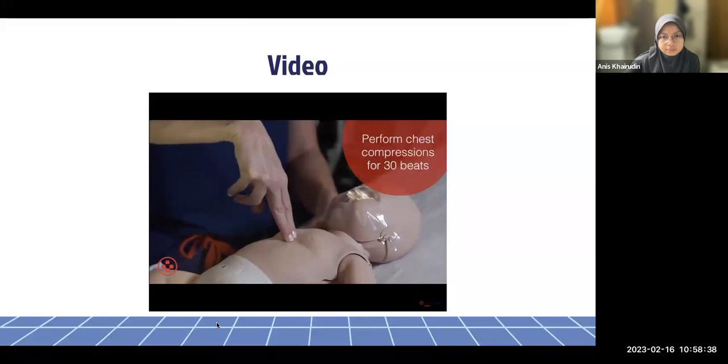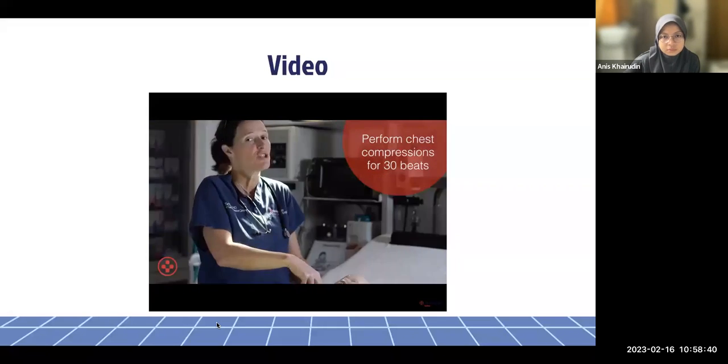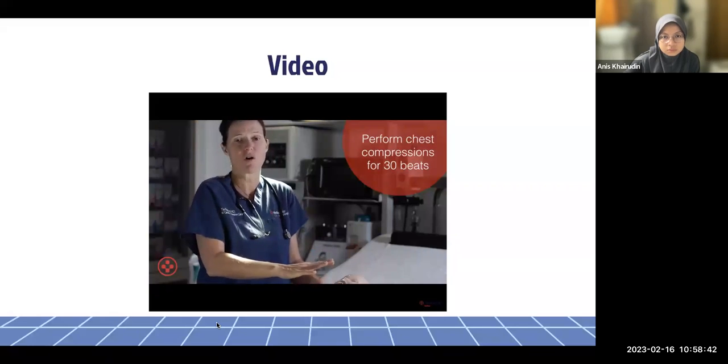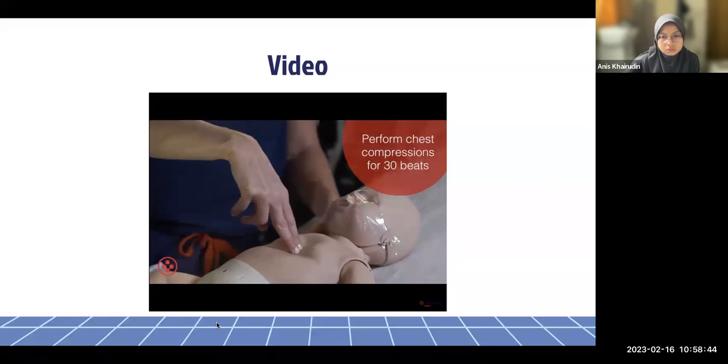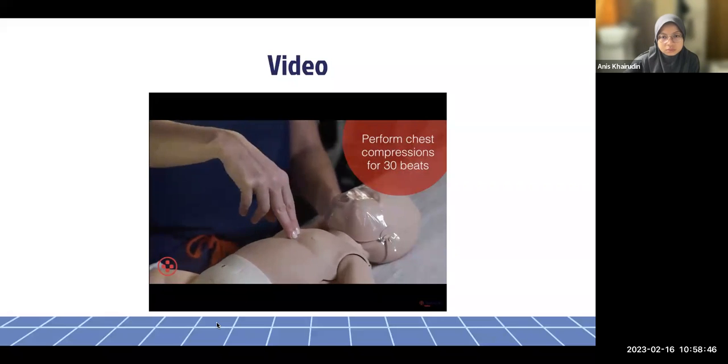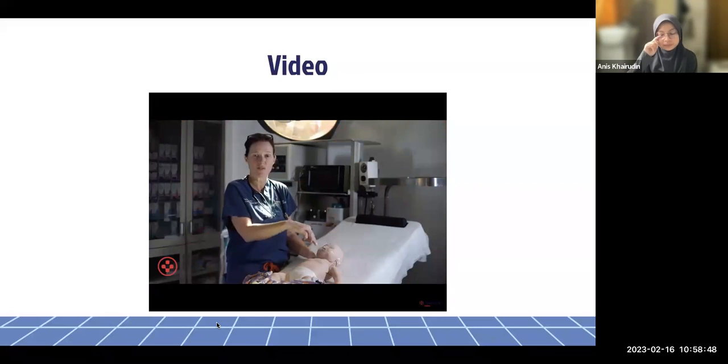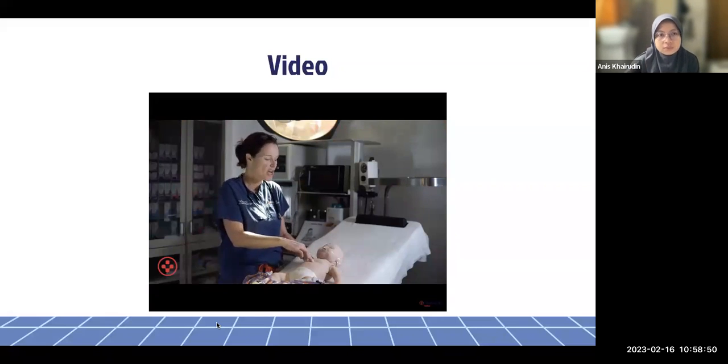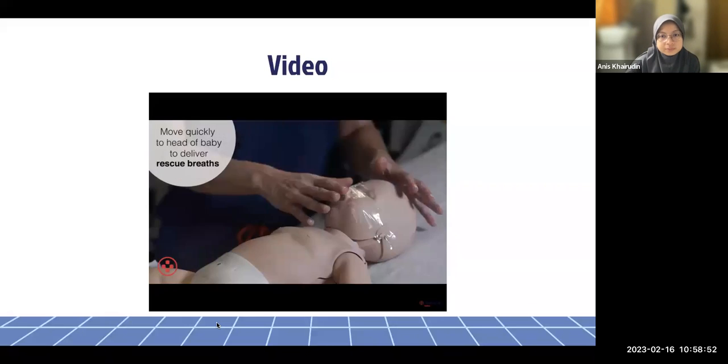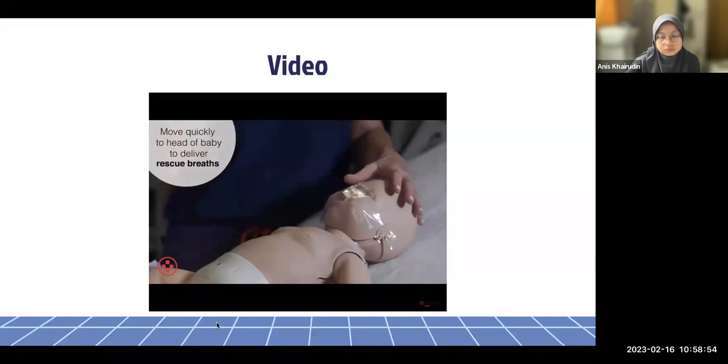So 1, 2, 3, 4, 5. Don't worry, you're not going to push too hard, I promise. So you push hard enough and you do that for 30 beats. After you've done the 30 chest compressions, you'll then move quickly to the head of the baby and you will want to give rescue breaths.